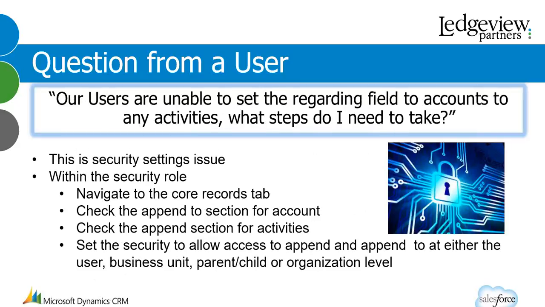Our next question is, our users are unable to set the regarding field to accounts to any activities. What steps do I need to take? That's a great question, and this is a security settings issue. So there are roles that are assigned to each user. What you will want to do is go into the role, navigate to the Core Records tab, and then you're going to want to check Account and Activities. They're the top two. And you want to make sure that the Append To section is set for Account, and the Append section is set for Activities. Let's jump into CRM. I'm going to show you this real quick.